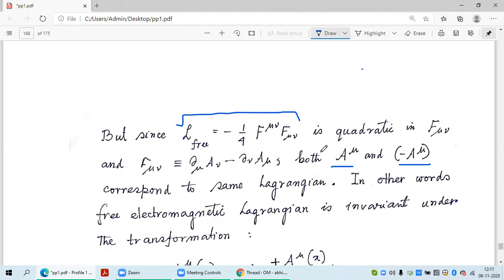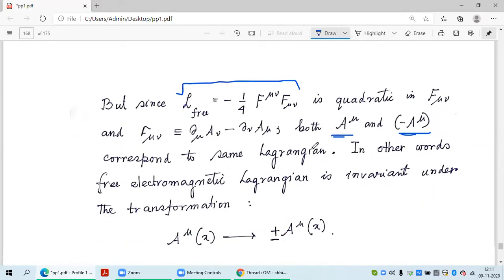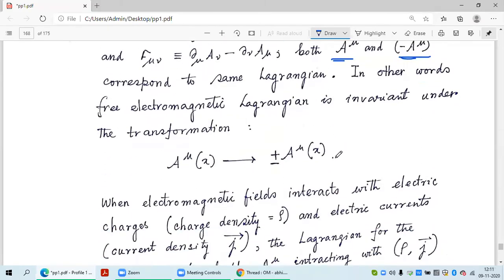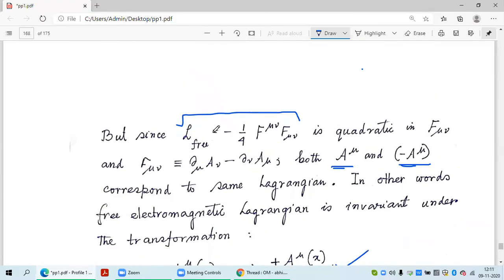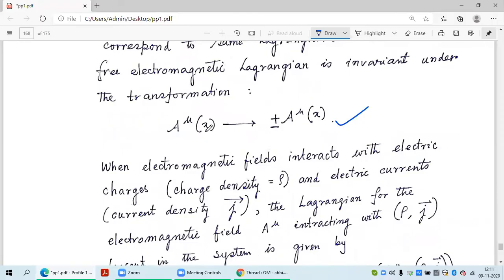You have a degeneracy, the simple plus minus degeneracy of this four-vector. These two things can represent the same electromagnetic field. That I have written here. Or you can say the electromagnetic Lagrangian is invariant under this transformation. If you take it to minus A mu, it will remain the same. Plus A mu means no transformation.